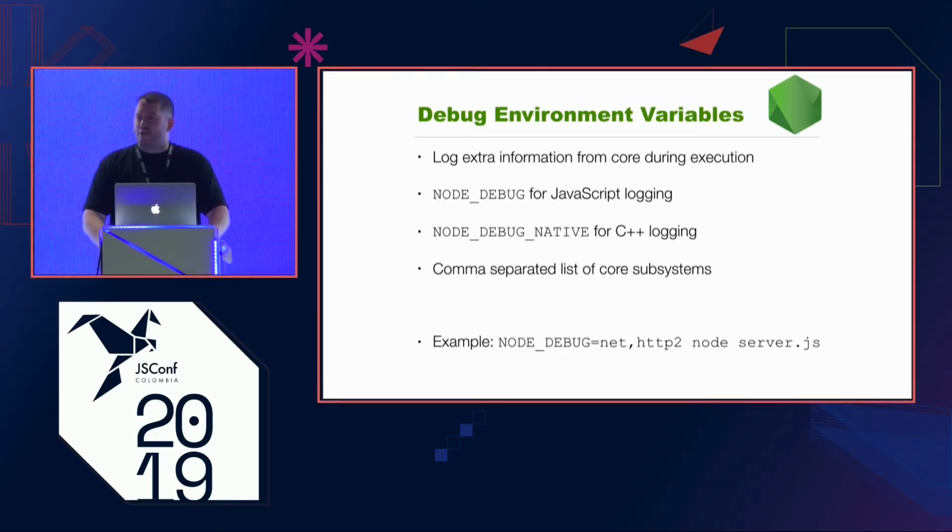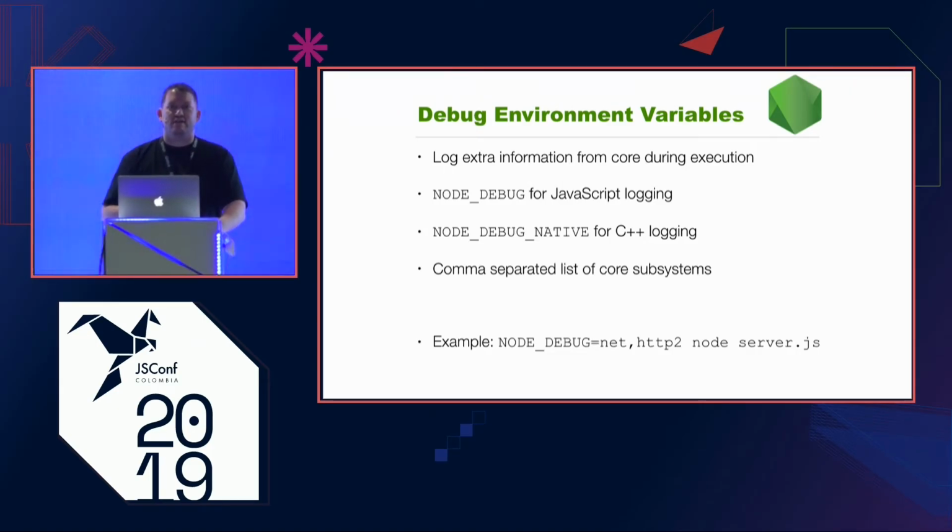So I wanted to start with one of the older diagnostics features that was built into Node, the debug environment variables. There are 2 environment variables that you can use to print out information from Node, either in the JavaScript layer or the C++ layer. Those variables are NODE_DEBUG and NODE_DEBUG_NATIVE. All you do is, as you start up your Node process, you pass in a comma-separated list of subsystems that you'd like to see extra diagnostics information from.